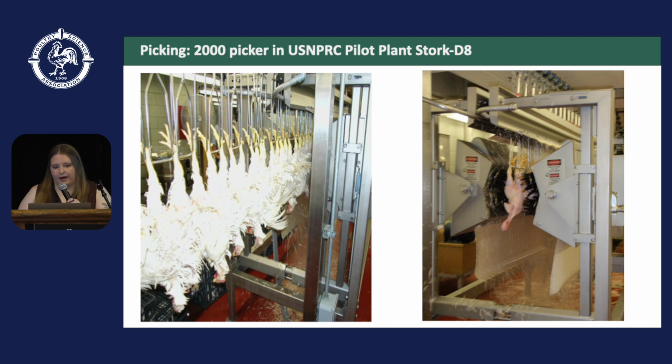And so finally, I just want to focus on some of what our facilities are at our U.S. National Poultry Research Center and what we do in our pilot plant. This was our previous picker that we've been using for as long as I've been there. I'm not sure how long it's been in the building, but we had this Stork D8 picker. I think the Morel people told us that this was the last one that they sold back in the day. So I think it is the same one that they have at the UGA pilot plant.